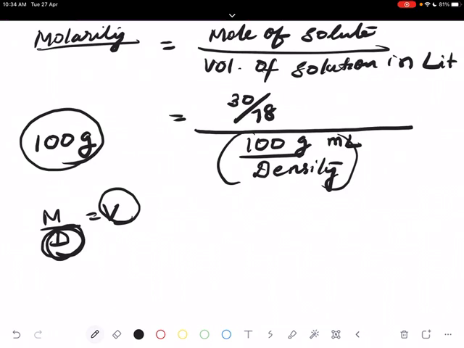If they give the density of 100 gram in grams per centimeter cube or grams per ml, then the grams will get cancelled, and you will be getting ml. This ml you have to divide by 1000, then you will get it in liters. So molarity is the moles of solute upon volume of the solution in liters.